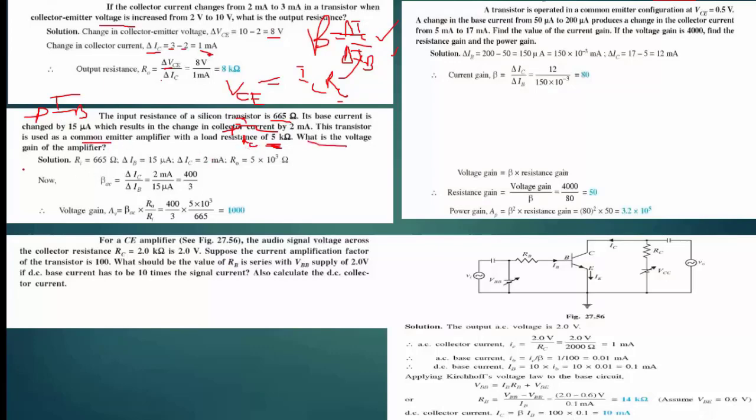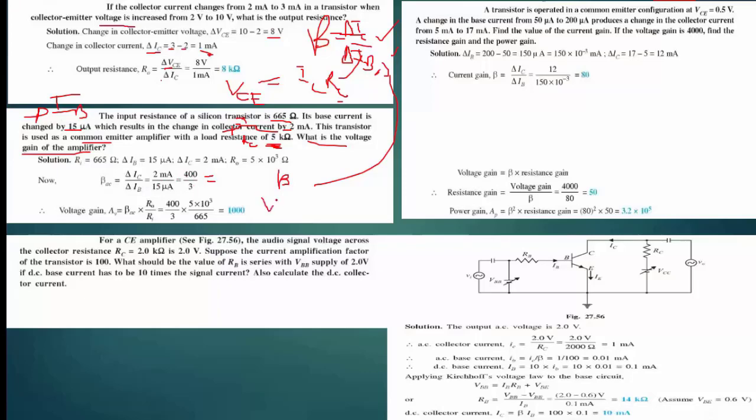What is the voltage gain of the amplifier? Again, we know common emitter, as I've shown here, is equal to changes in collector over changes in base. So we have changes in collector 2 milliamperes, changes in base 15 milliamperes. So we can put the values there and we get our amplification factor as 400 over 3.